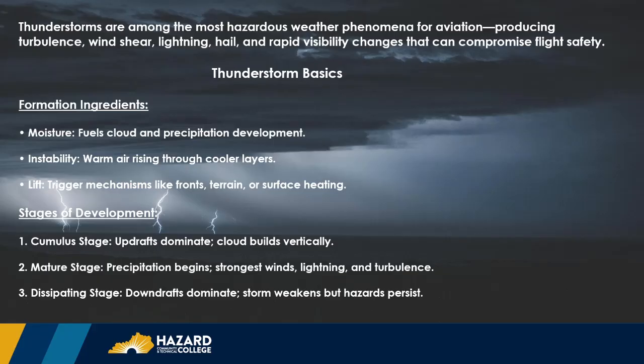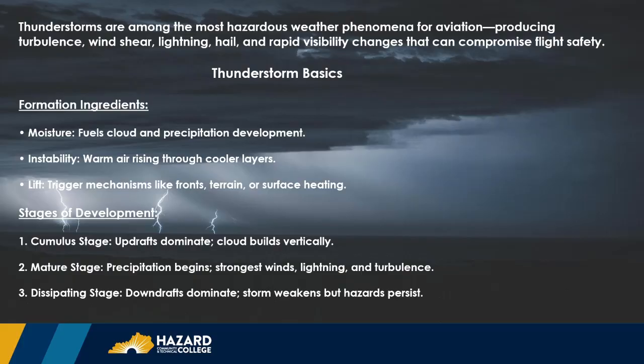Moisture, instability, and lift are what create a thunderstorm. Moisture fuels cloud and precipitation development. Instability is warm air rising through cooler layers, and lift triggers mechanisms like fronts, terrain, and surface heating.